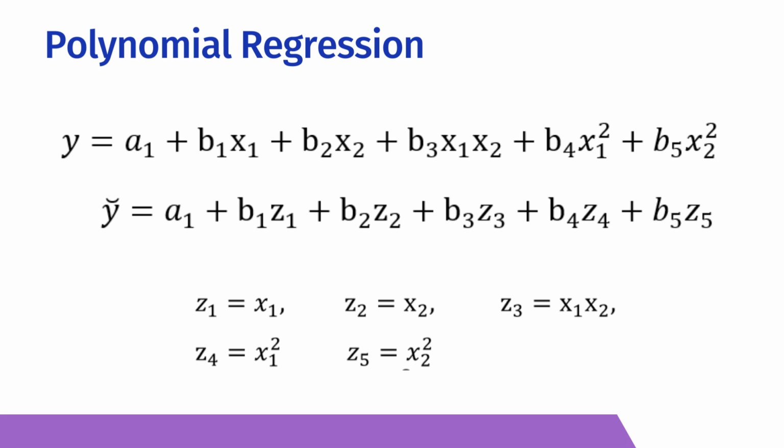But don't worry, we can transform this into a new dimension called z. If we assign x1 as z1, x2 as z2, x1 x2 as z3, x1 squared as z4, and x2 squared as z5, we can rederive the equation y in the z space as a1 plus b1 z1, b2 z2, b3 z3, and so on. Obviously, this y and z give you a linear equation. So the parameters can be estimated by the same techniques we use in the linear regression model.